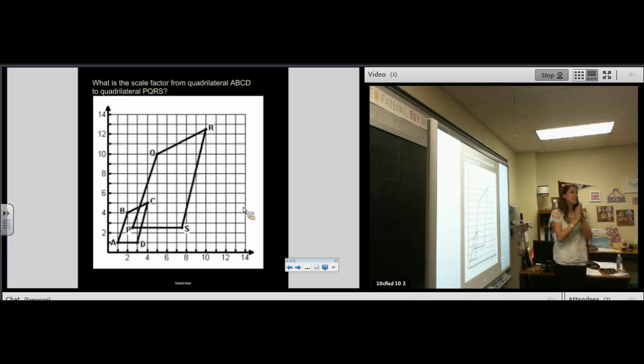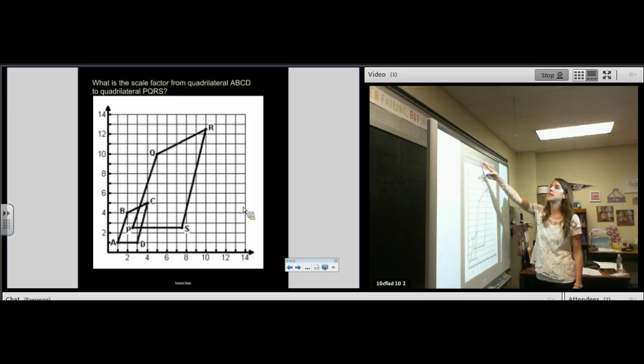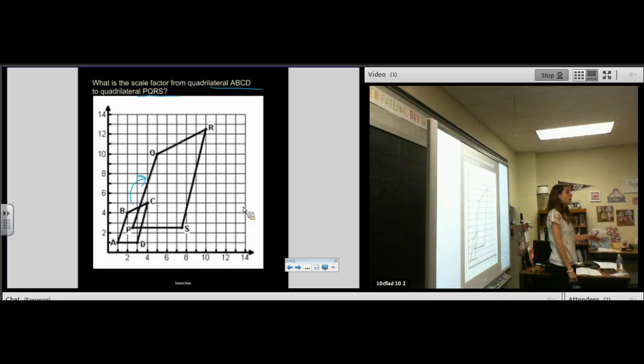Okay, ready? Scale factor. What scale factor gets us from ABCD to PQRS? First of all, is this an enlargement or a reduction? Where's the prime? There isn't. What's the scale factor from ABCD to PQRS? Enlargement. From here to here. Totally an enlargement. So your answer better be greater than 1. All you do is pick 2 coordinates. Which coordinates do you want to pick?